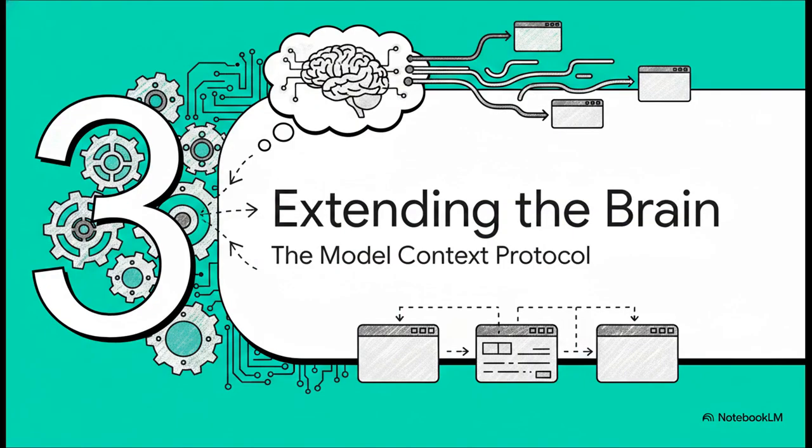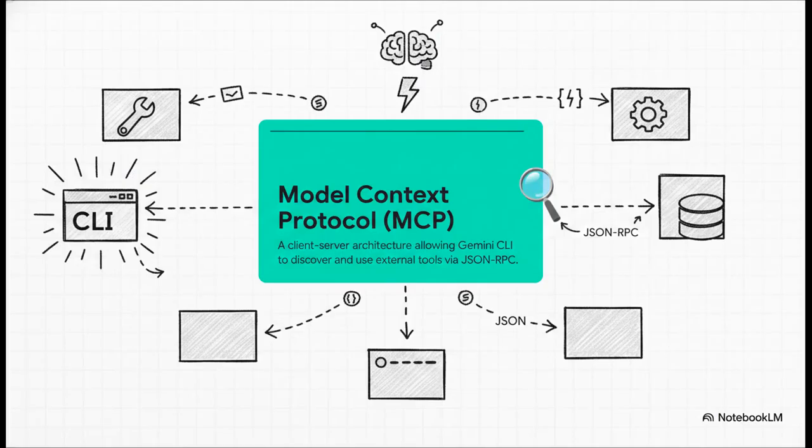Now we get to what elevates the Gemini CLI from just a tool to a genuine platform, and that is its extensibility, all powered by something called the Model Context Protocol, or MCP. At its core, MCP is a simple client-server architecture. The Gemini CLI is the host, or the client. You can then write your own tools, in any language, that act as servers. When the CLI starts up, it finds these servers and learns about the tools they provide. And all the communication happens over the standard JSON-RPC protocol, so it's completely language agnostic.